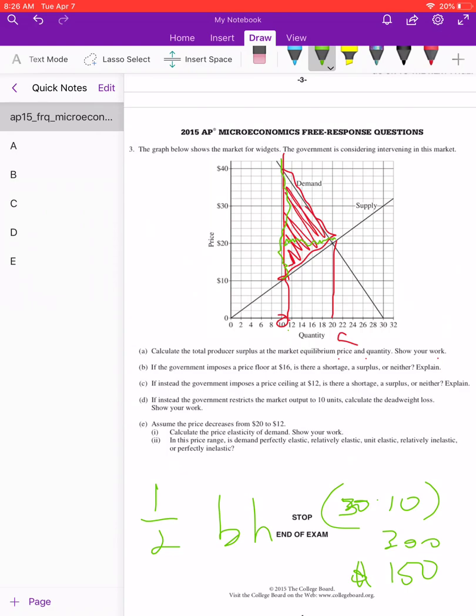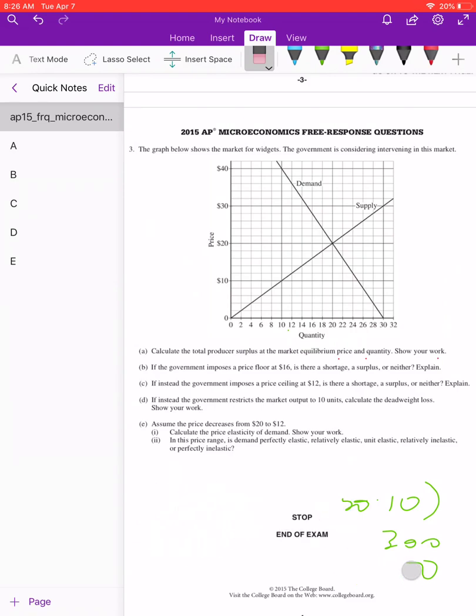Finally, letter E. Letter E is the good one here. This is really the reason I wanted to do this problem. It's asking us to calculate elasticity. That's an old thing that we did a long time ago. In calculating elasticity, you have to remember a formula. There's 2 ways to do it, actually.